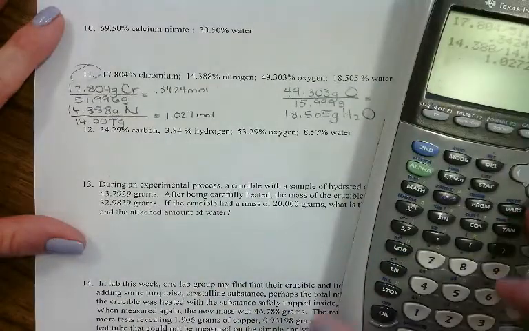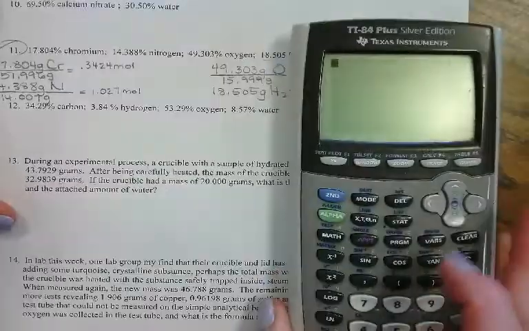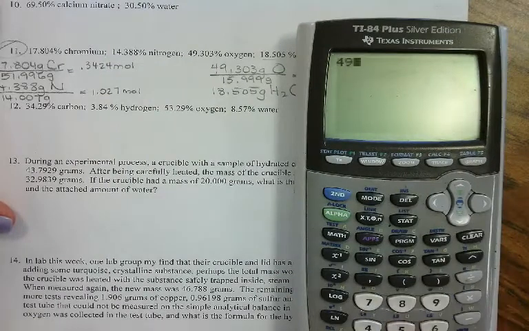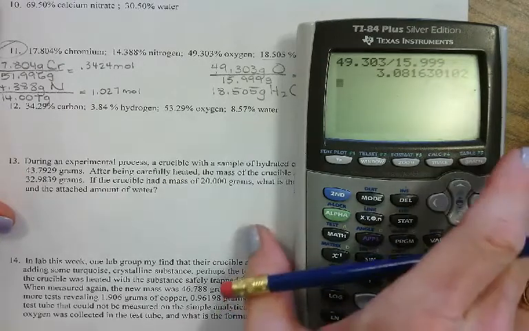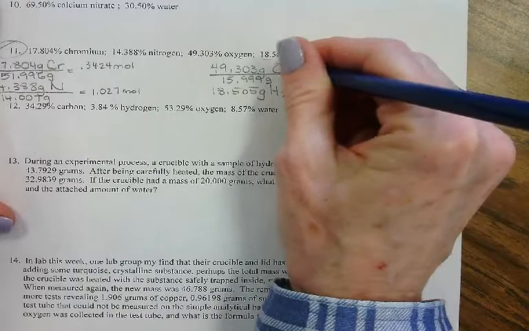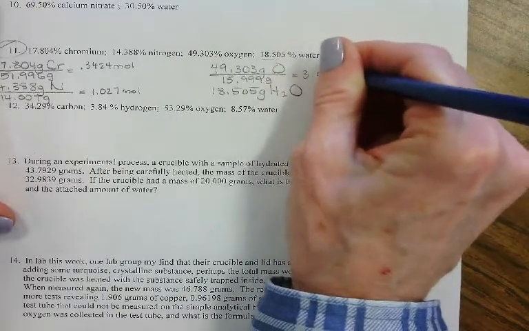I'm trying to make it where you can still see it. There we go. You can see that. 49.303 divided by 15.999 is 3.082 moles.